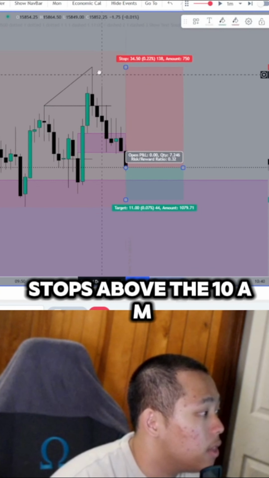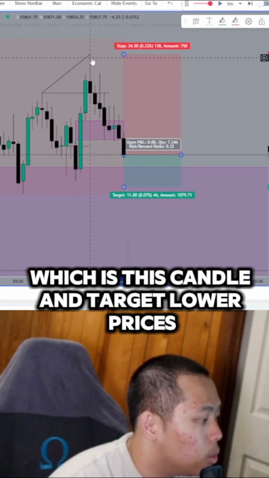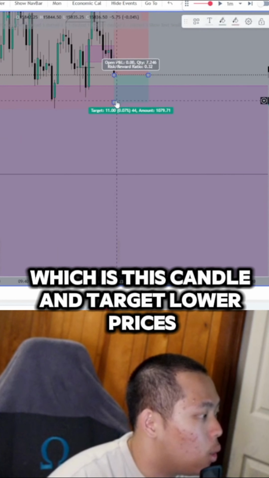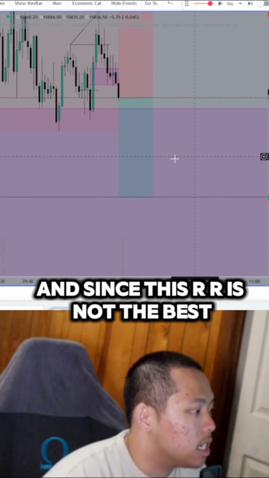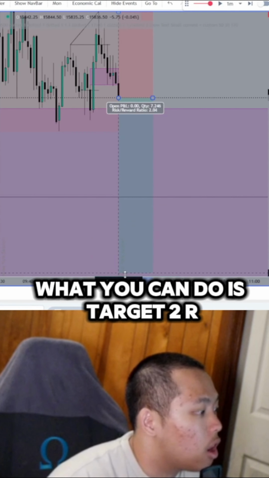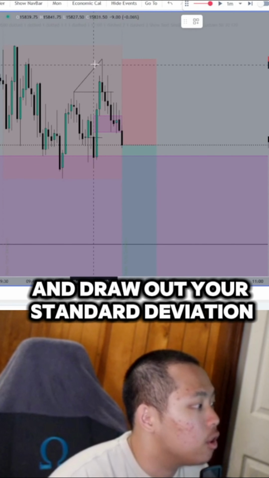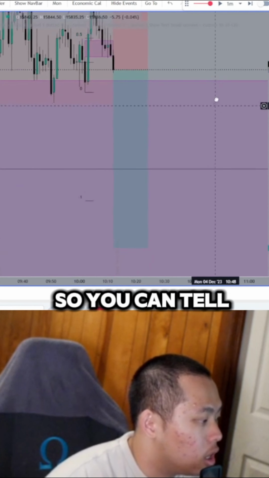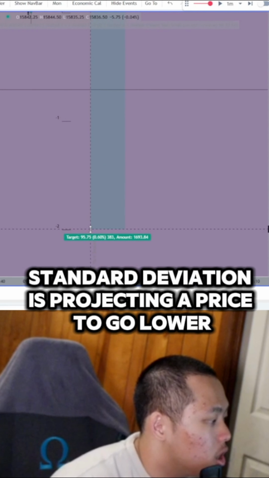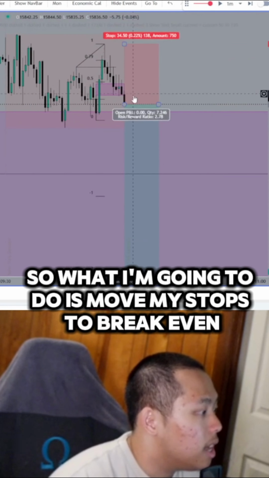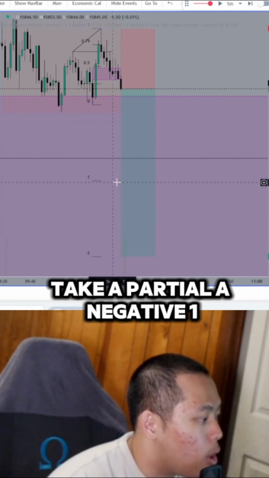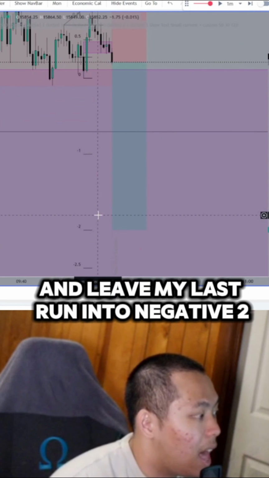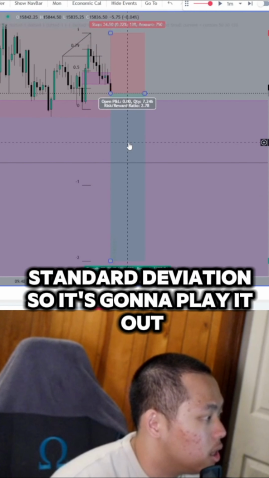Stops above the 10 a.m. manipulation high, which is this candle, and target lower prices. And since this RR is not the best, what you can do is target 2R and draw out your standard deviation. You can tell standard deviation is projecting the price to go lower. So what I'm going to do is move my stops to break even after this low, take a partial at -1, and leave my last runner into -2 standard deviation. So let's go and play it out.